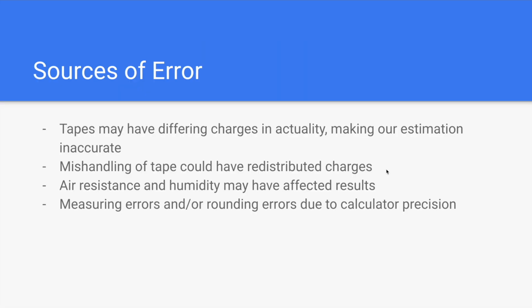So sources of error: the tapes may actually have differing charges, meaning that Q1 times Q2 cannot easily be simplified to Q squared, which would make our estimation inaccurate. Additionally, mishandling of tape could have redistributed charges, air resistance and humidity could have affected results, and then there are measuring errors or rounding errors due to calculator precision.